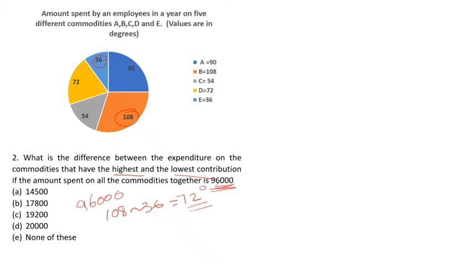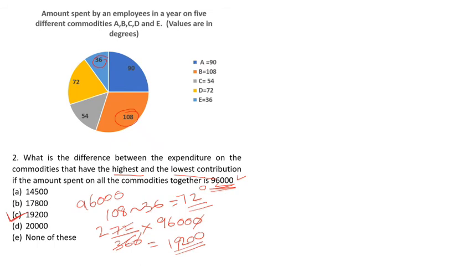So we know the method. 72 divided by 360 is the total, multiplied by given amount. Given amount is how much? 96,000. So you can cut this 0 and this 0. 72 and 36, 2 times. 2 multiplied by 9600 will become 19200. So accordingly, you can mark the correct option 19200.